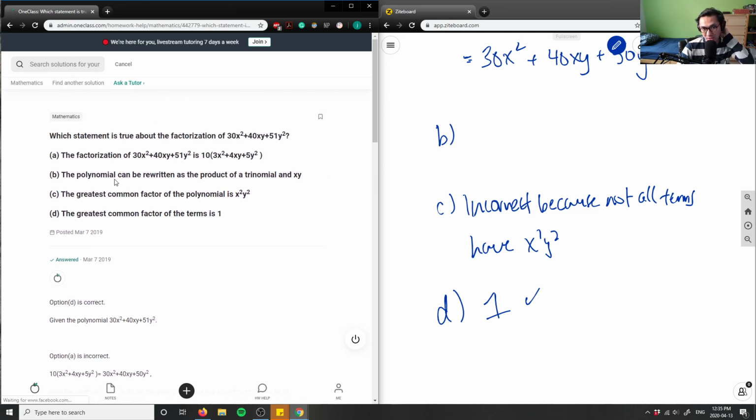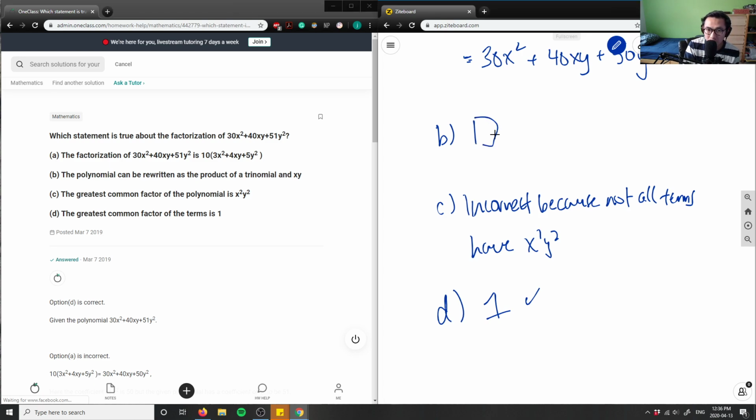And why is B incorrect? The polynomial can be rewritten as the product of a trinomial and xy, right? If I were to factor this trinomial out, I would get some number times x plus some xy plus some y, to get a perfect square trinomial. It's not rewritten as a trinomial and xy, because a trinomial would be something like ax squared plus bx plus c, and then it would be multiplied by xy, right?